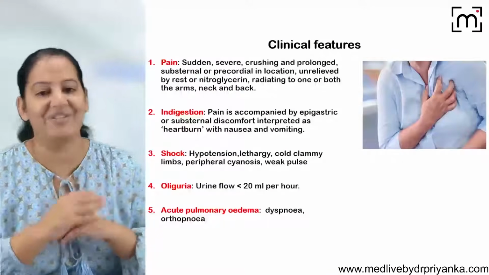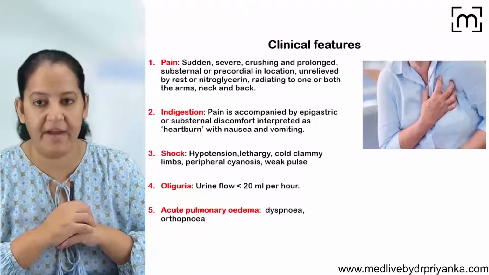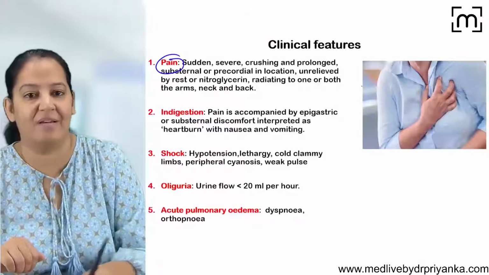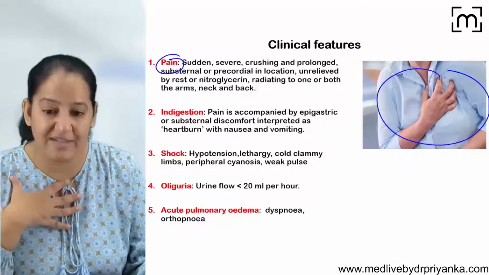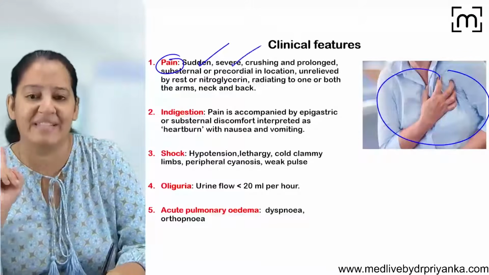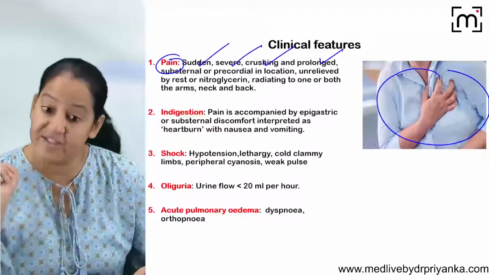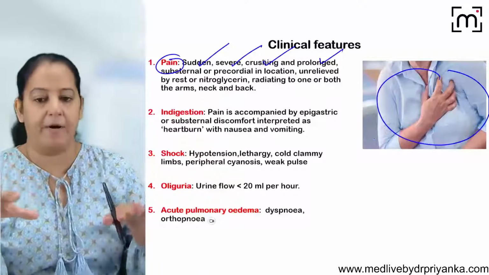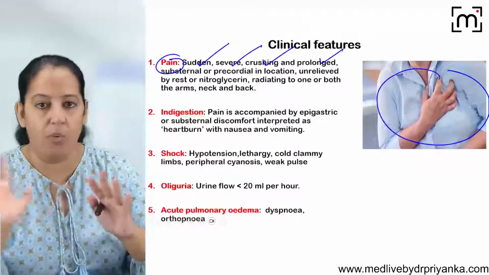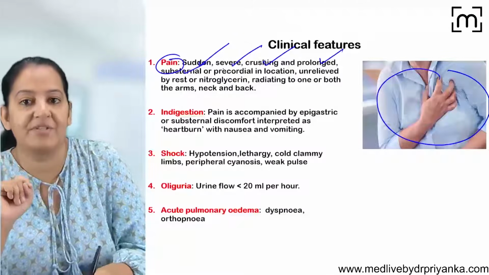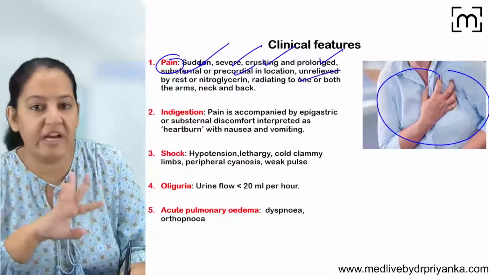Now coming to the clinical features of MI. What are the clinical features of MI? The first feature is always pain. Patient complains of severe chest pain. It's sudden, it's severe, it's crushing in nature, it's prolonged. It's not like angina, which is on rest, it just disappears. No, it is prolonged, it is substernal, precordial in location, it is unrelieved by rest.